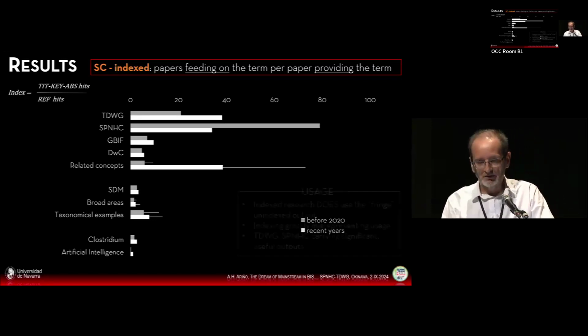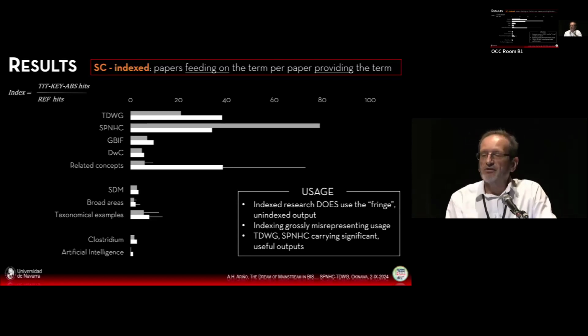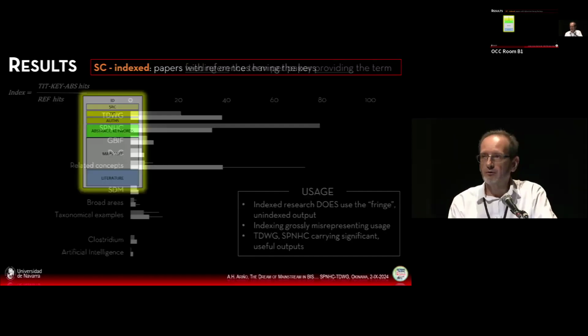That's what I think. Indexed research does use this kind of fringe, unindexed output. So indexing is grossly misrepresenting the actual value in terms of mainstreamliness of the work we do here. Tadwig and Spinach are carrying significant useful outputs.